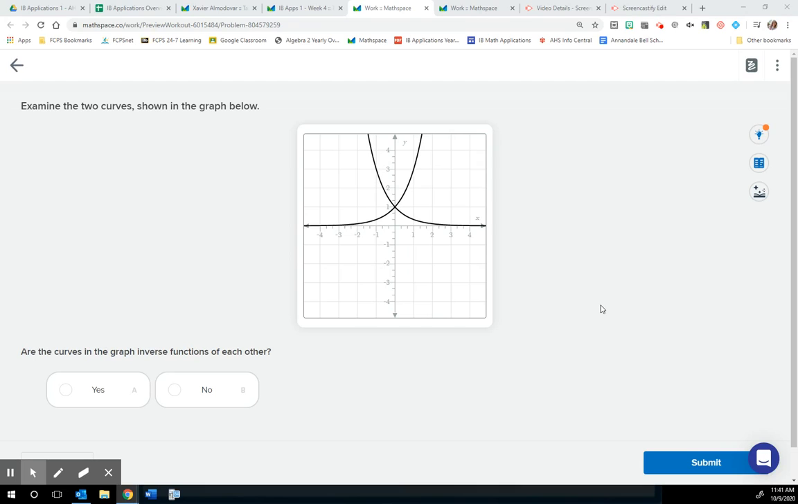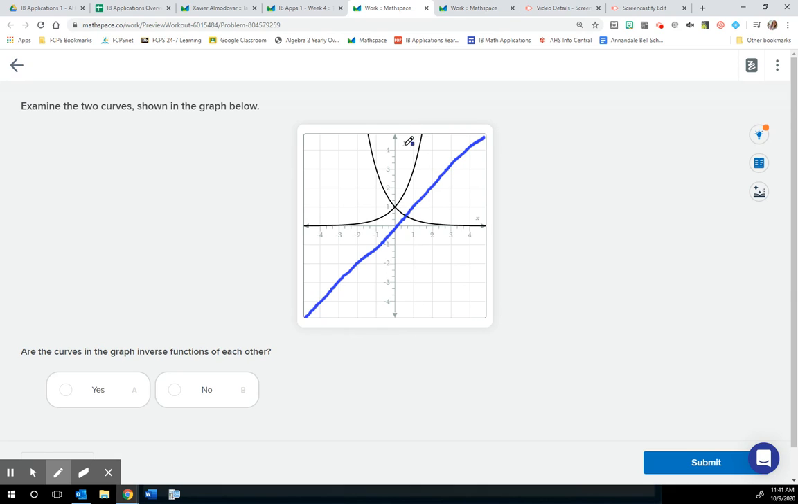Okay, so question 5 from week 4 asks us to examine these two curves and then asks if they are inverses of each other. So because I know inverses reflect over the line y equals x, I'm going to sketch in that line y equals x. And this makes it clear to me that these graphs do not reflect over this line. They instead look like they're reflecting over the line x equals 0, or the y-axis.